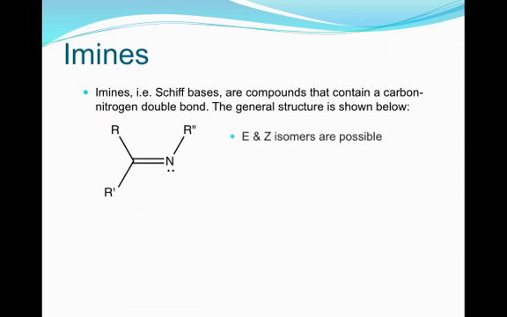Note that both E and Z stereoisomers are possible. That is, the R double prime substituent on the nitrogen atom may either be on the same side as the R substituent, as in the structure shown here, or on the opposite side. Equilibration of the E and Z isomers can oftentimes be readily achieved.